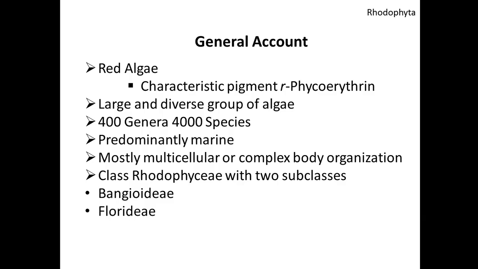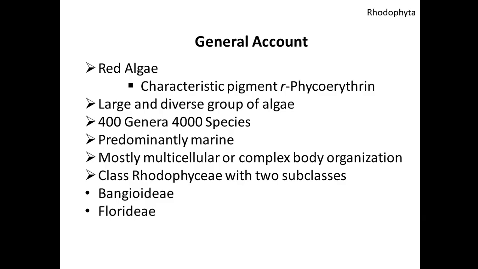This R-phycoerythrin is the red pigment which is found in their body and due to which the color of this alga is red. Red algae are a large and diverse group of algae, containing about 400 genera and 4,000 species. They are predominantly marine algae and distributed throughout the ocean. The thallus of red algae is mostly multicellular. Some of them have complex body organization. The group is considered as one class, the Rhodophyceae, with two subclasses, Bangioideae and Florideae.